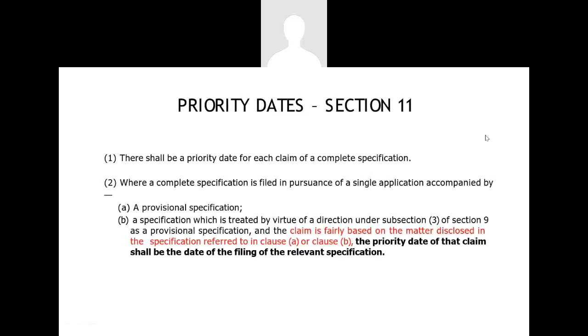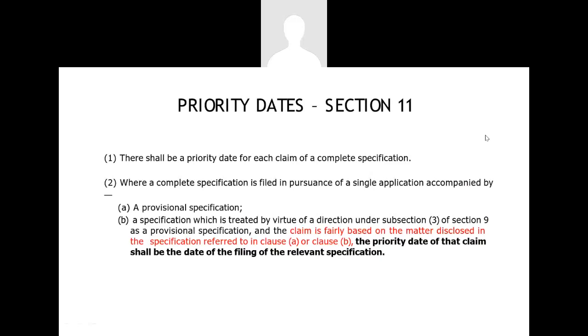Let's say you have filed a provisional specification, followed by, under section 9(1), a complete specification within a period of 12 months, and whatever is being claimed in the complete specification is fairly based on the subject matter disclosed in the previously filed provisional application. Then the priority date would be that of the provisional specification itself. Or if that claim of the complete specification, that invention which is being claimed, first appeared in the complete specification itself, then the date of filing of that complete specification would determine its priority date.